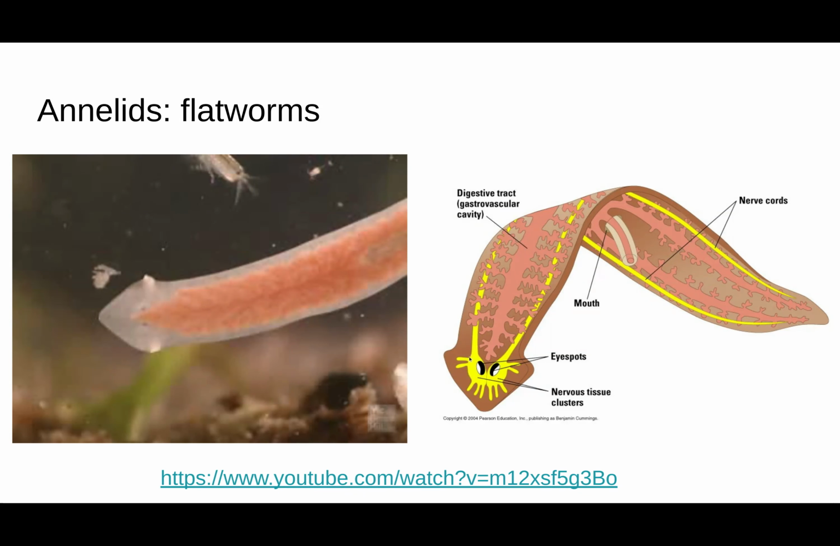And now eye spots are different from eyes. Eye spots just sense the difference between light and dark. So they can only say if it's dark outside or light outside. They can't say, oh, hey, here's an orange. They can just say, hey, it's sunny or it's not sunny.